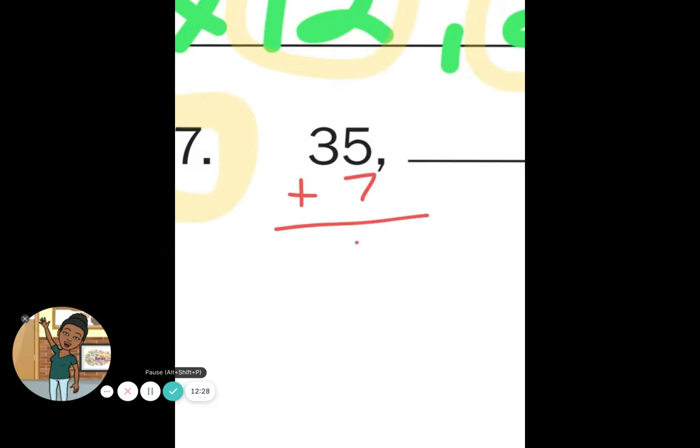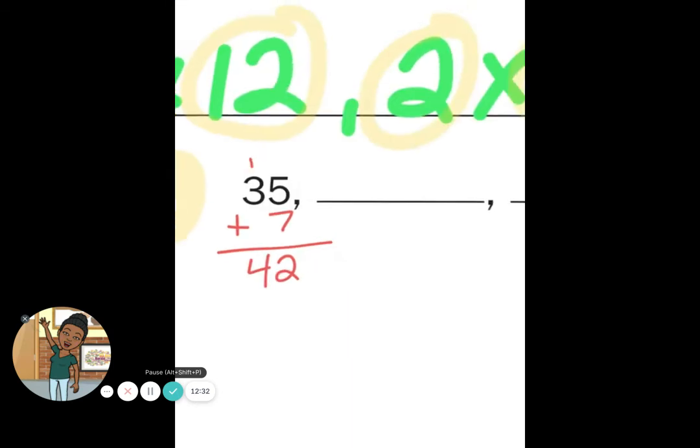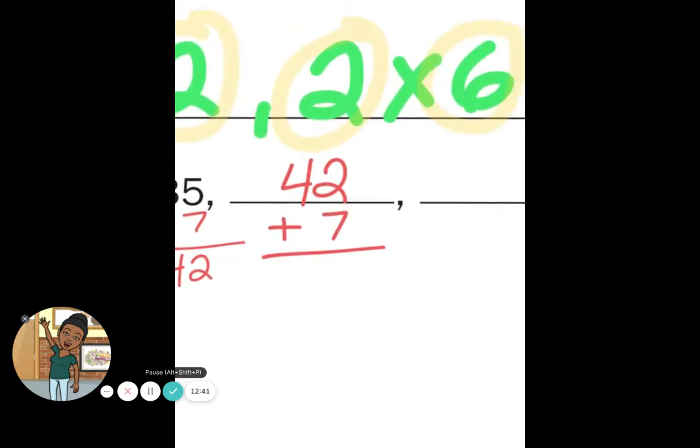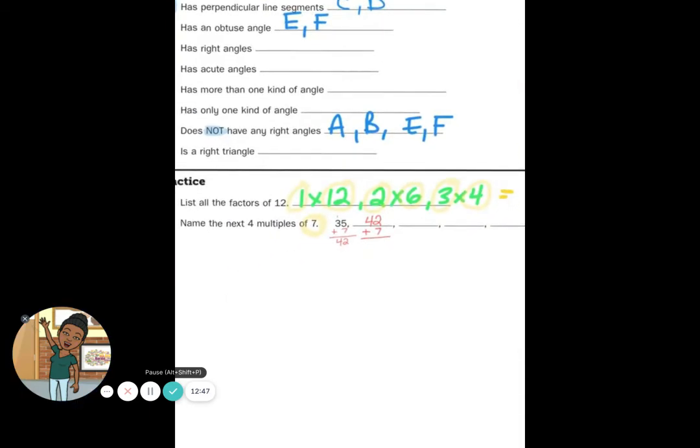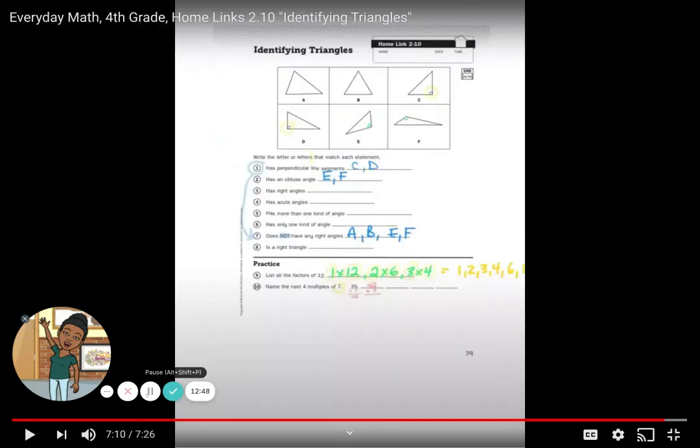5 plus 7 is 12. So my next number must be 42. And then I would add 7 to 42 to get my next multiple, which I'll let you do the arithmetic for that. So skip counting by 7s, not by 5. Continue your multiples of 7 until you reach the last line. Each time you're adding 7.